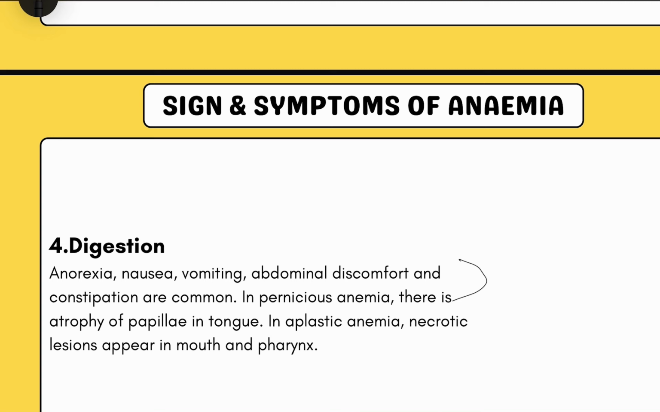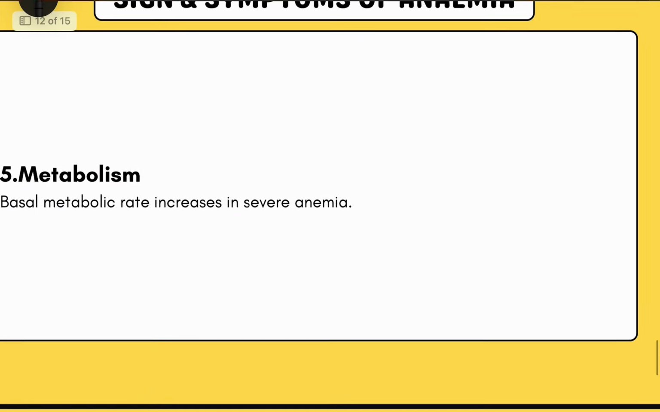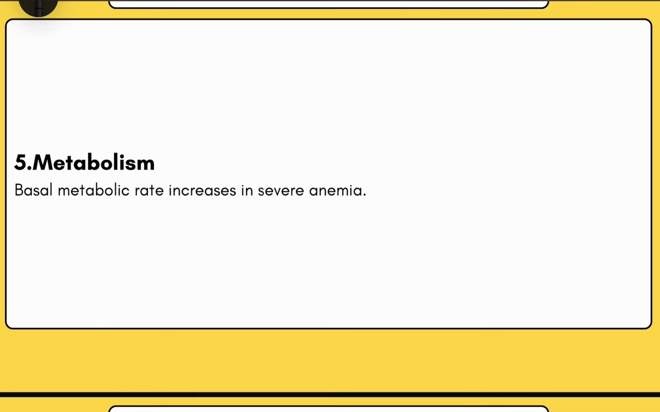In pernicious anemia, there is atrophy of the papillae of the tongue, which is important. And in aplastic anemia, necrotic lesions appear in the mouth and pharynx. So that's two things. Mainly in pernicious anemia, there is atrophy of the papillae in the tongue, whereas in aplastic anemia, there are necrotic lesions that appear in the mouth and the pharynx. And over the metabolism, the overall BMR or the basal metabolic rate increases in severe anemia.